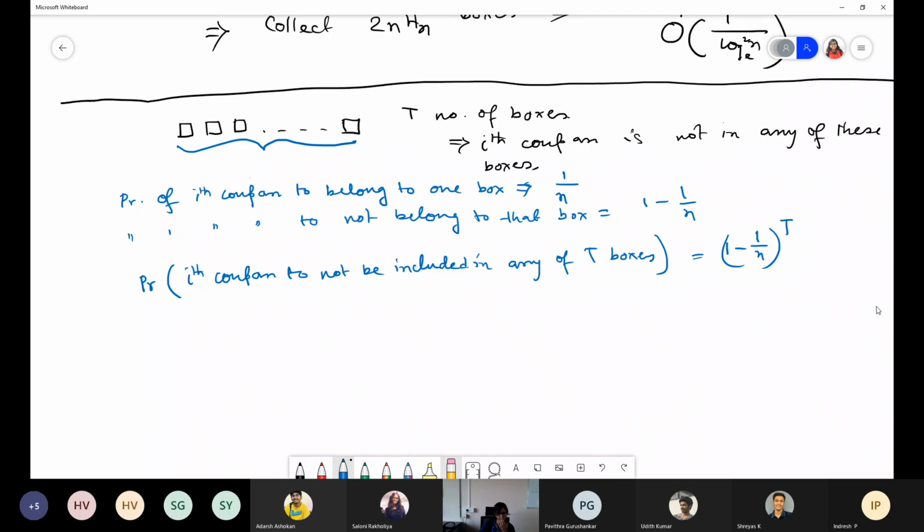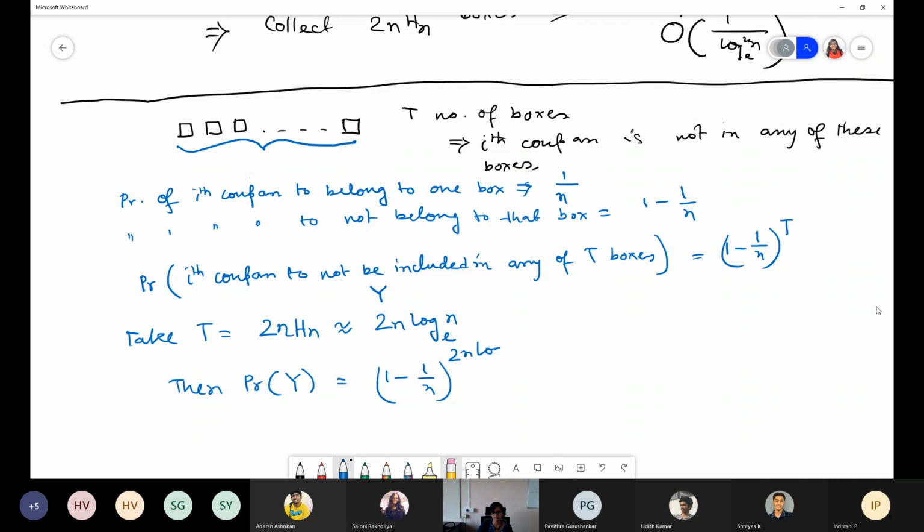Now let us take the value of t. Take t equals to 2n Hn, or let us simplify, 2n log n base e. Then what will be this value? So this particular probability is y. Then Pr of y is equal to 1 minus 1 by n to the power 2n log n base e.